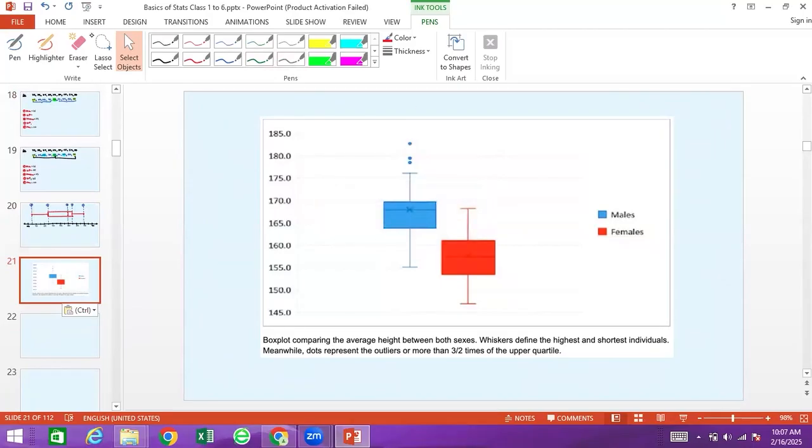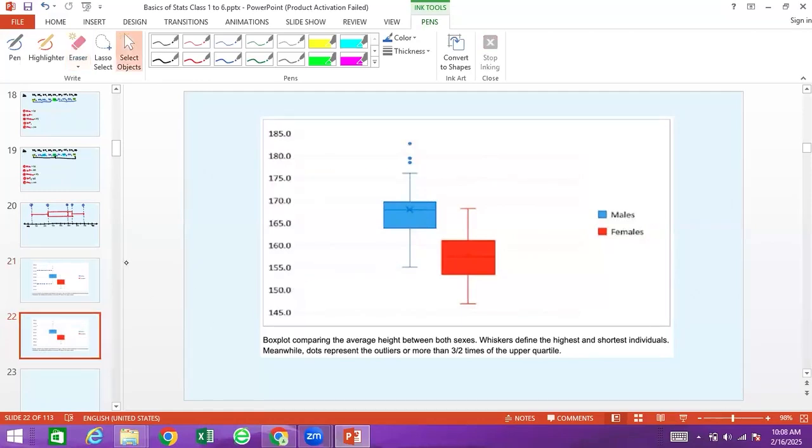For now you can just ignore this part, that I will explain later. So now what it tells me is that the maximum height of a male is around 176. And the minimum height of a male is around 154. This is what it means: the maximum height of a male is around 176, the minimum height is around 154.